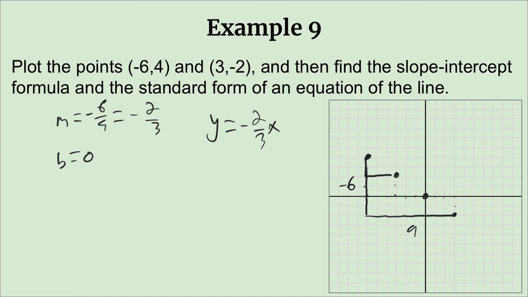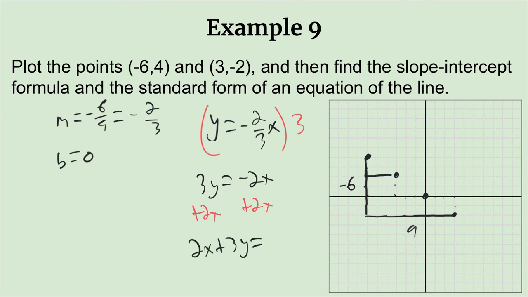And then for our standard form, we're going to multiply everything by 3 to clear out that fraction. 3y equals -2x. Add 2x to both sides. 2x plus 3y equals 0.